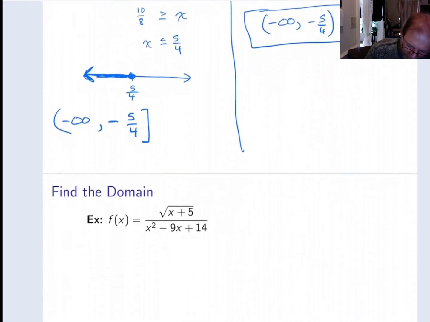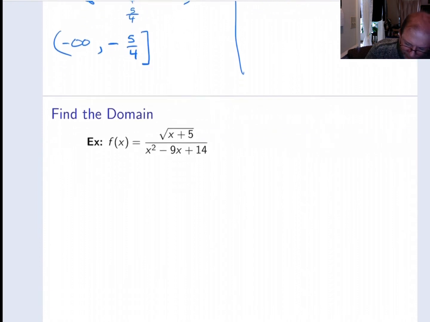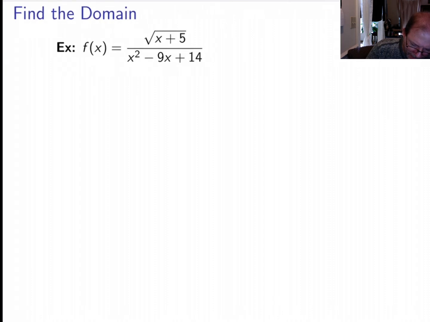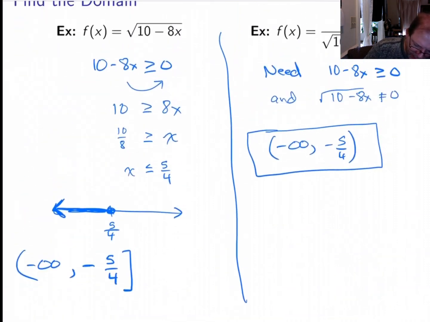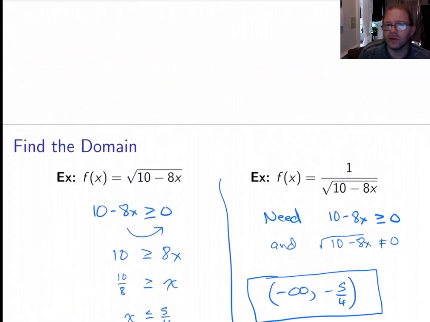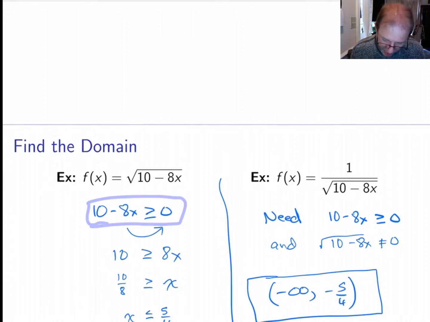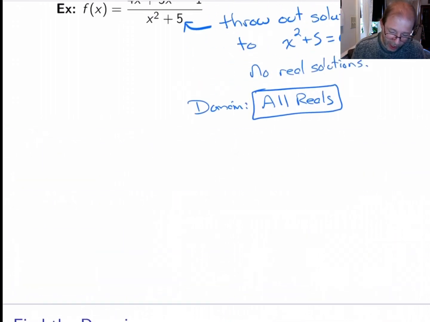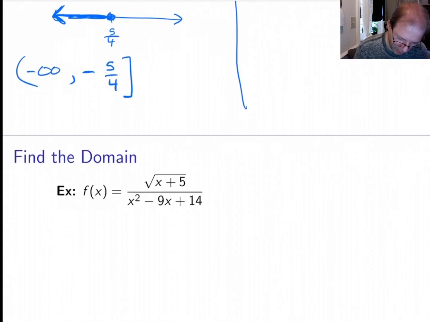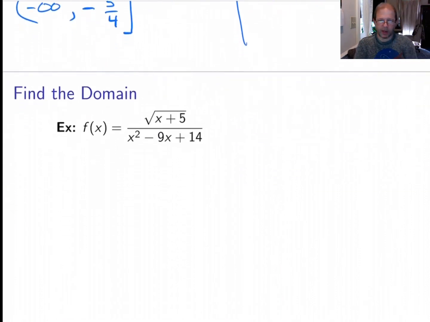Let's look at another example. Find the domain of this guy. Actually, before we do that, let's go back and look at this. Notice the difference in dealing with square roots and with denominators. With the square roots, you decide what to keep. With the denominators, you decide what to throw away. So when you've got both of them here, you have to take both of those things into account.